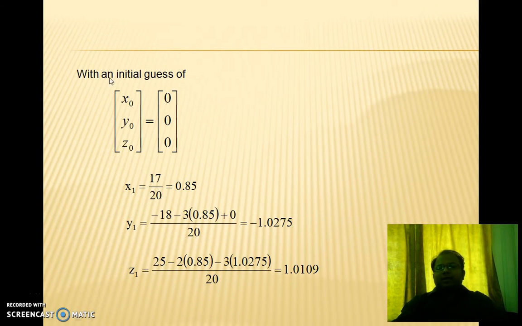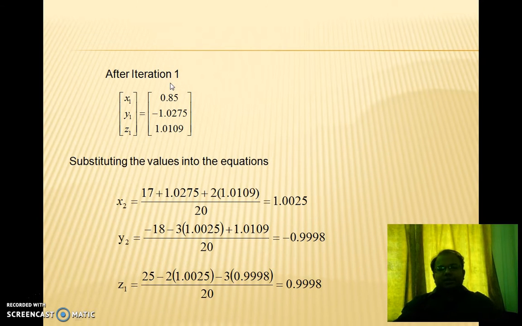Now we write x in terms of the other two variables, and similarly y and z. We start with the initial guesses x0, y0, z0 equal to 0 respectively, put these values in, and we get x1 equal to 17 by 20, so we get 0.85. Then we use x1 in the second equation, with the other variable 0, and we get minus 1.0275, the value of y1. Similarly, we use this value and get z1 equal to 1.0109. So we get x1, y1, z1. This is the first approximate value.